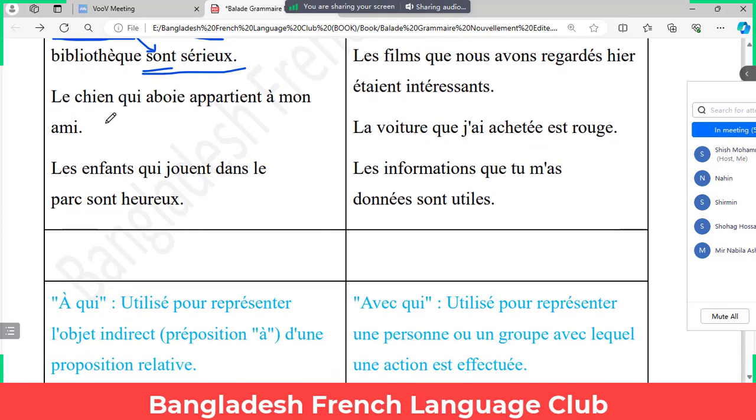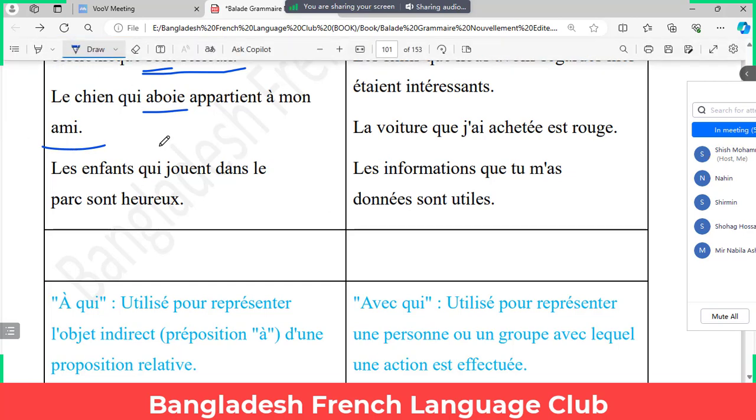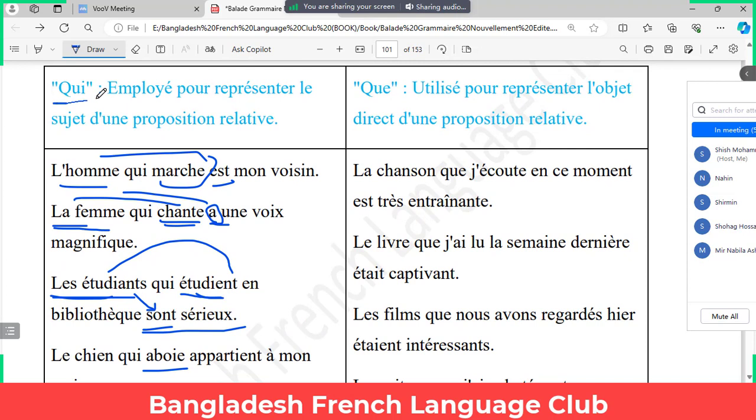Le chien qui aboie appartient à mon ami. Aboyer means bark. The dog who is barking appartient à mon ami. Appartenir means belong to, right? Appartenir verb, belong to my friend. That means a barking dog belongs to my friend. Okay, this is all about the qui relative pronoun.